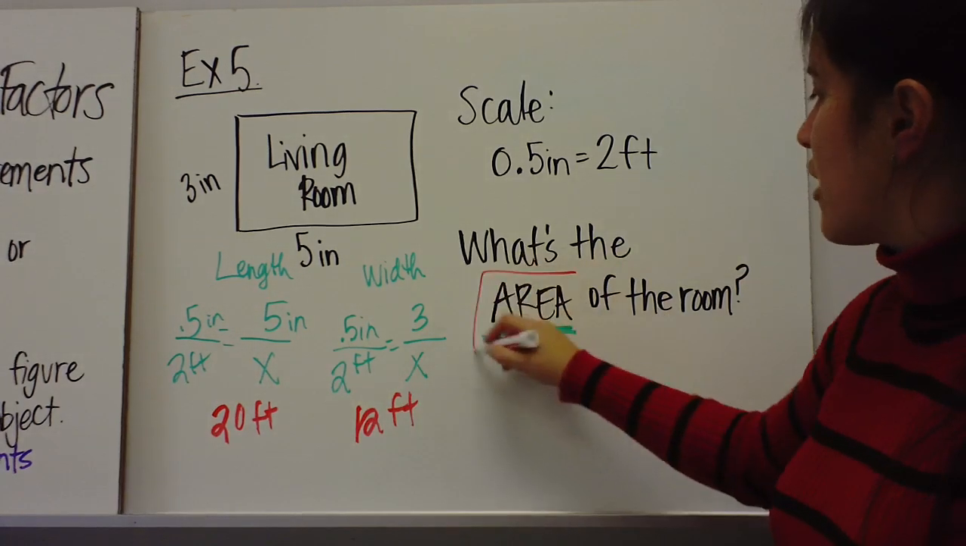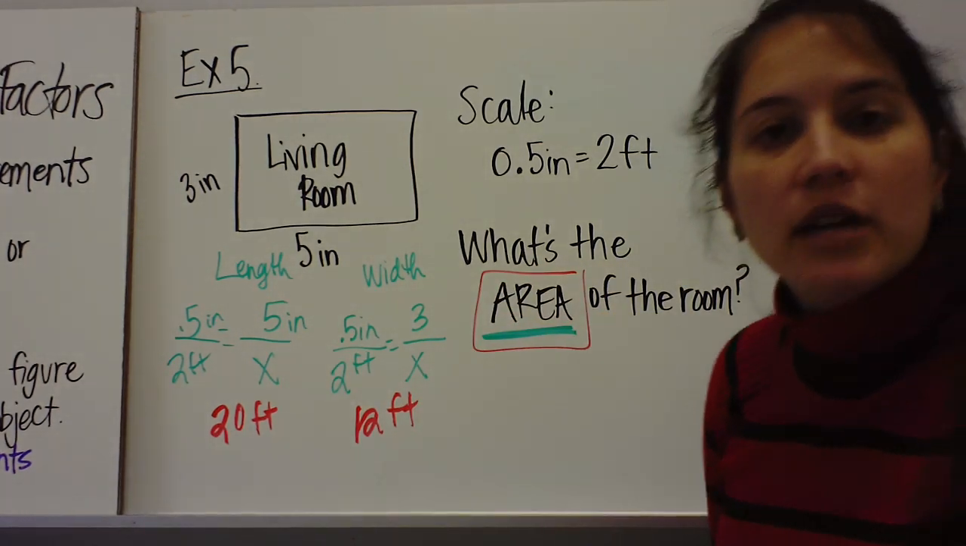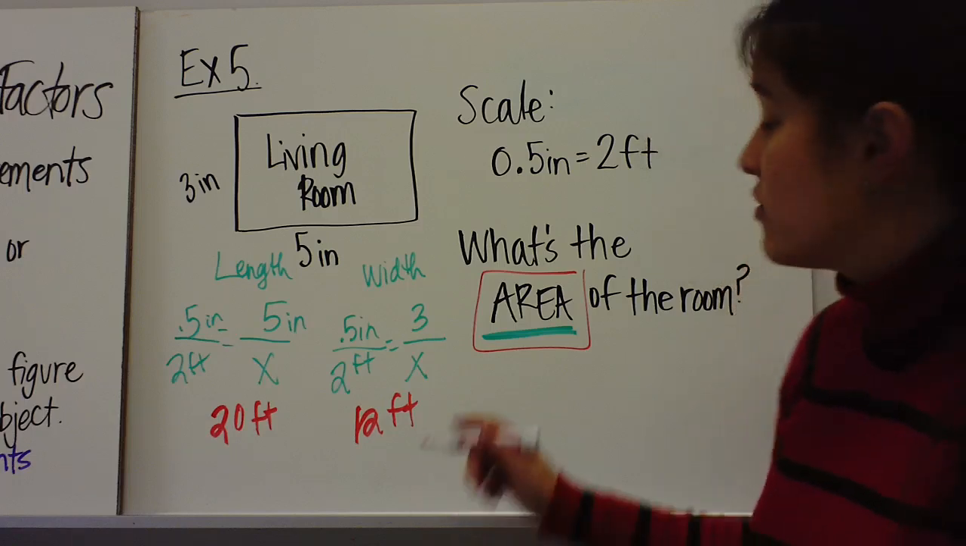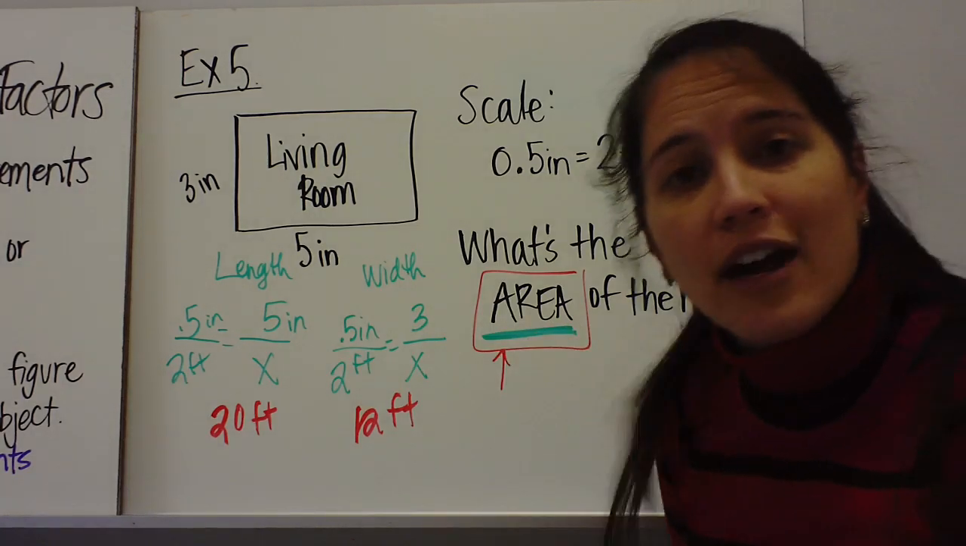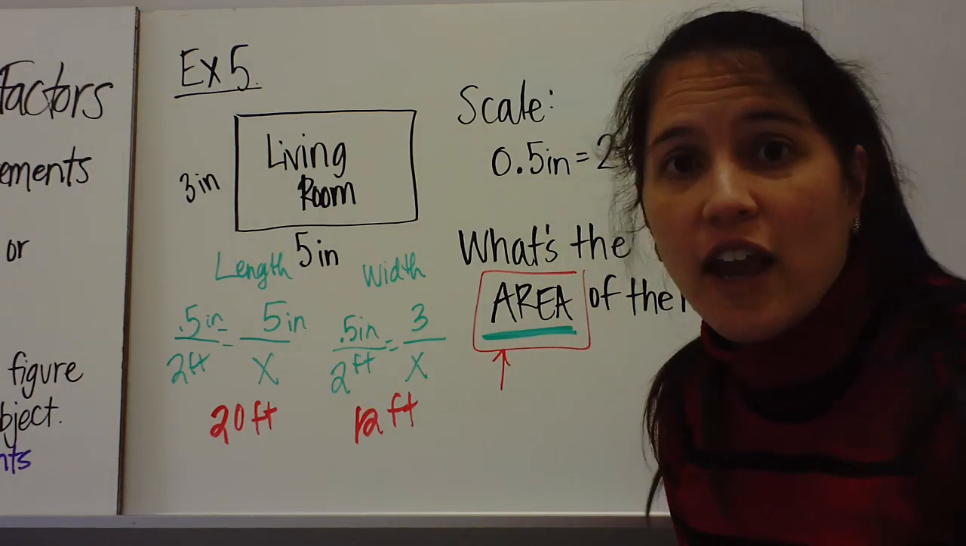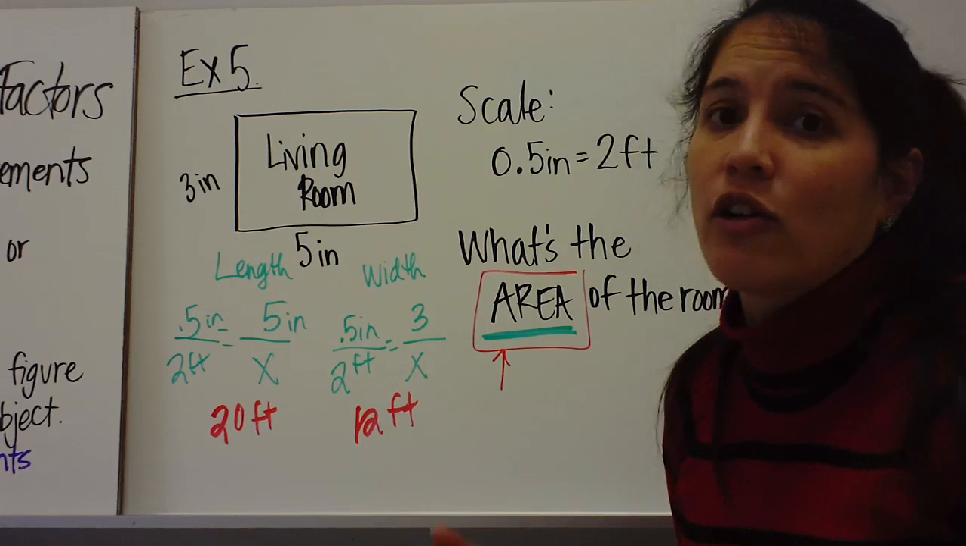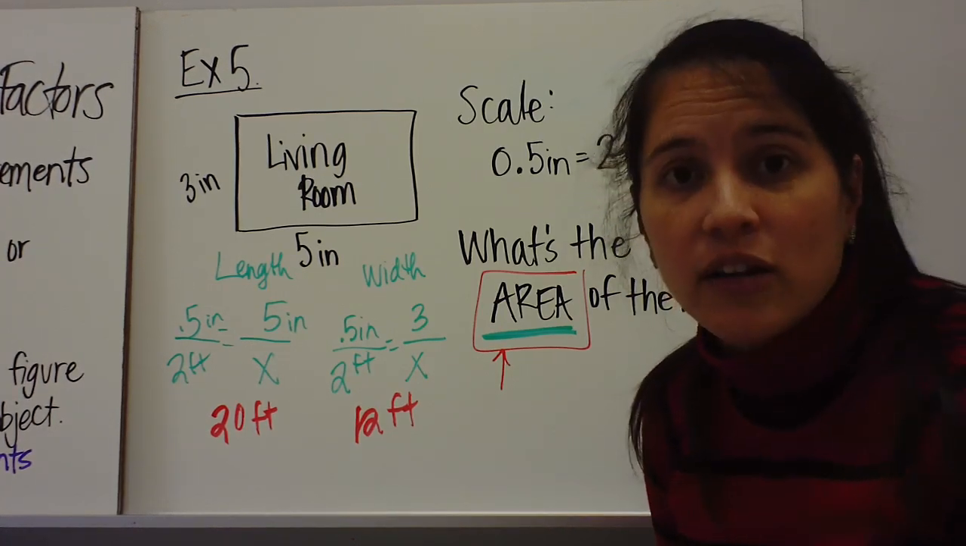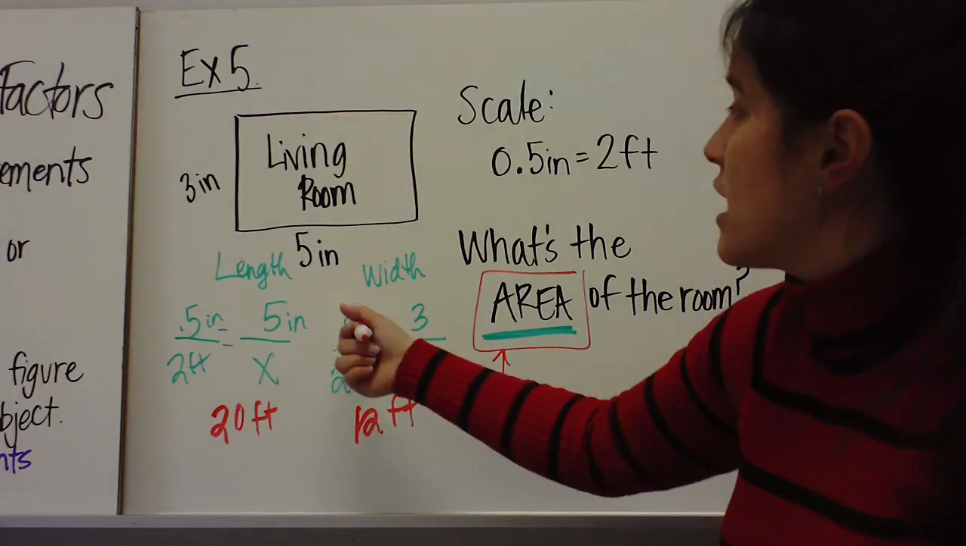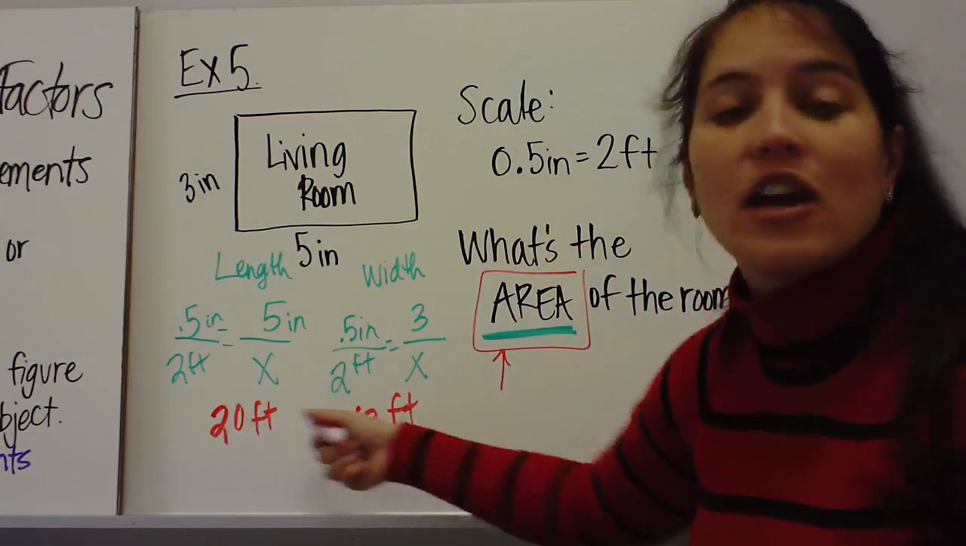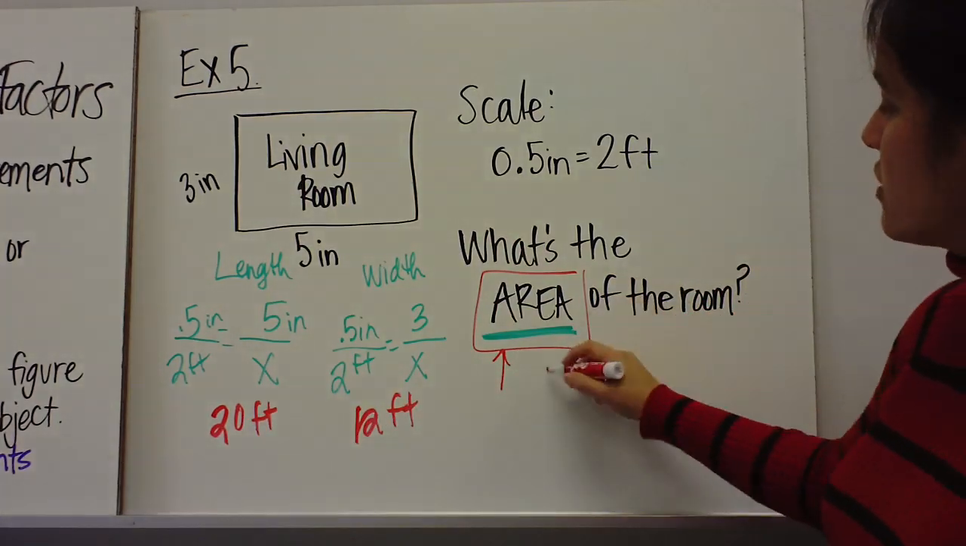But the question says area. So I'm going to leave that one for you to remember area. If you don't remember area, then Google it. Just type in, how do you find the area? And you can find it. Or go look in your math book or look somewhere and find the area of this rectangle. And then you can find the area of the living room. So we'll go over this tomorrow.